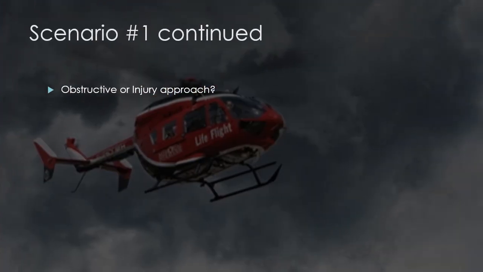All right, now let's answer some questions. Is this an obstructive approach or an injury approach? An obstructive approach is essentially what we just got done talking about a couple slides ago. A patient who has a history of asthma or COPD that we're having to intubate, and we're having to make changes to improve the amount of time they're exhaling. That is not this patient.